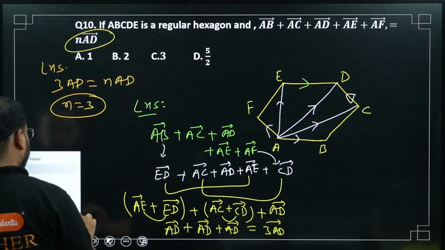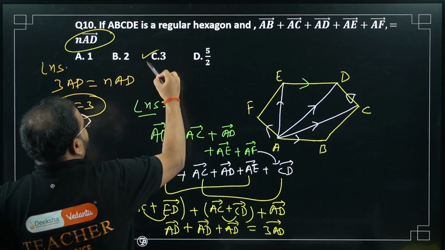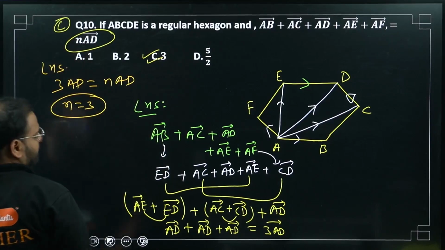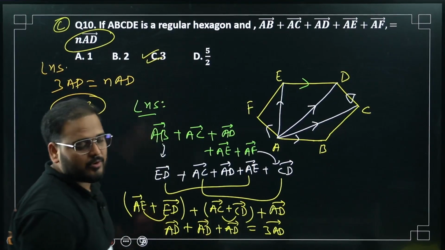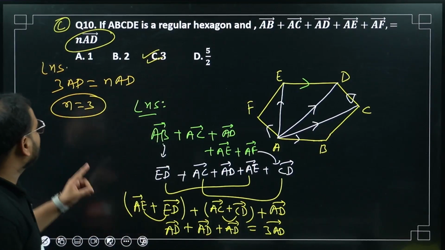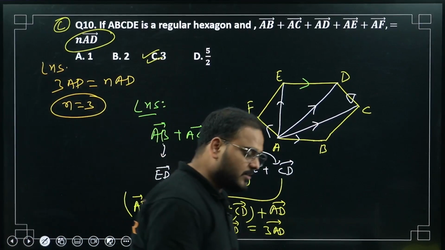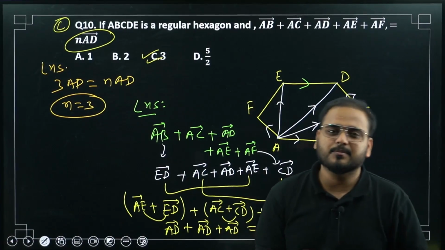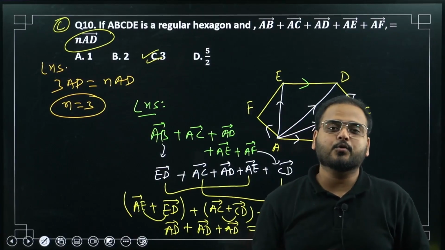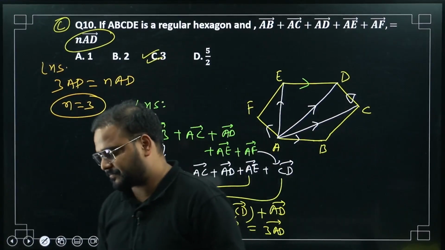N equals 3, so option C. AD plus AD plus AD is 3AD, no? Compare it with the RHS, you're going to get NAD. So N equals 3. Simple. Got it, sir? Yes. Very simple problem. You just have to understand how to make use of the figure.